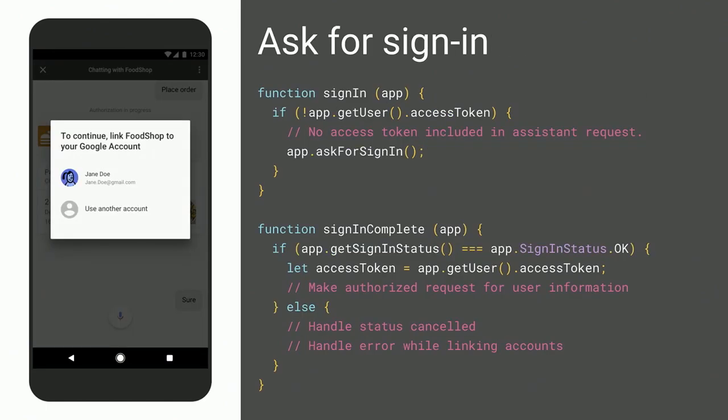Finally, let's talk about account linking and account creation. First, register your OAuth 2 configuration in the Actions on Google console. At runtime, check whether the user has already linked accounts. You can do so by verifying if an OAuth 2 access token is included in Assistant's request to your app. To start the account linking flow, simply call the ask for sign-in helper method. What happens next depends on the configuration you defined and whether the user already has an account in your system.